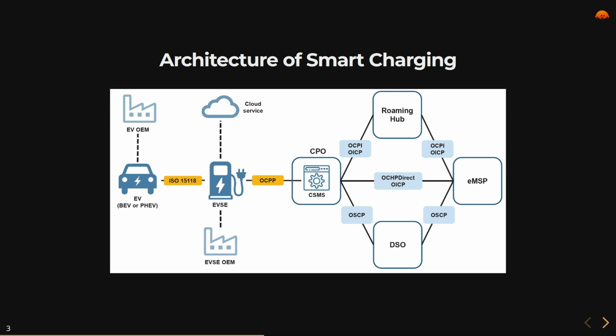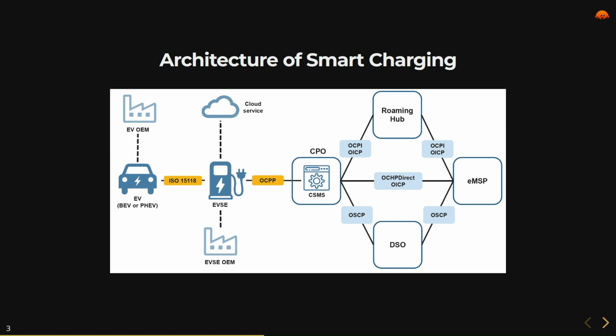This system may include a data analytics and reporting feature to provide insight into charging patterns, energy consumption, cost, and environmental impacts. These analytics can help users make informed decisions about their charging behavior and optimize their energy use.